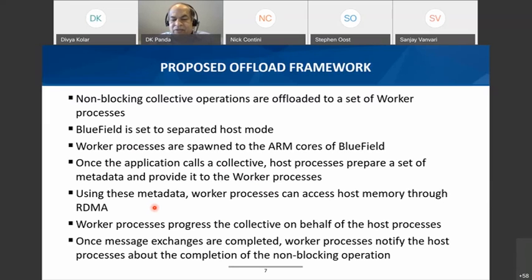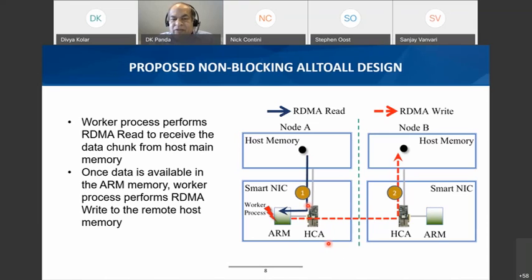Okay, so that's what we are trying to do. And then these worker processes progress the collective on behalf of the host processes. Finally, once the message exchanges are completed, the worker processes notify the host processes about the completion of the non-blocking operation. Again, very similar to that executive-secretary model. Once the task gets done, the secretary goes back to the executive saying, yeah, this conference call has taken place, this report has been submitted, kind of things, so that the processor is mostly free to continue the processing. So let's go into a little bit more detail.